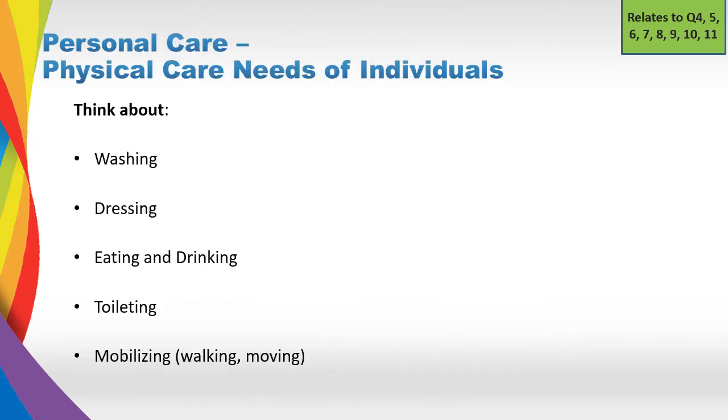So when you're looking at the case studies, you're going to be looking at the personal care that is needed for each of the individuals, and you're going to be focusing on the physical care needs and the emotional care needs of each one. So for physical care needs, you need to think about washing and dressing, eating and drinking, toileting and mobilising, which includes walking and moving. So you're going to look at their individual physical care needs to see what support they might need to help them.